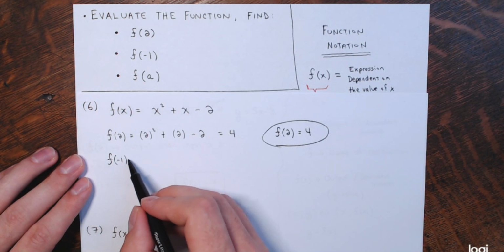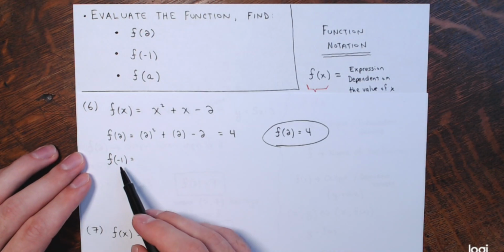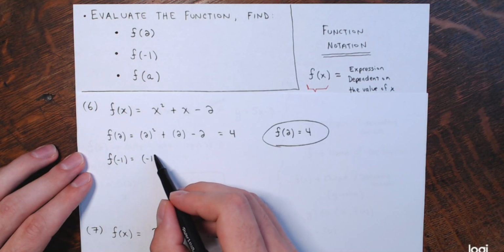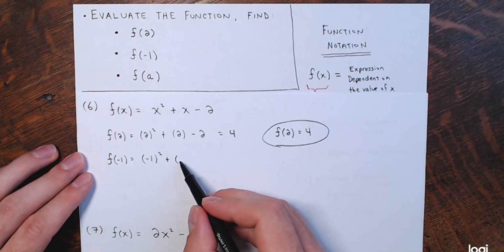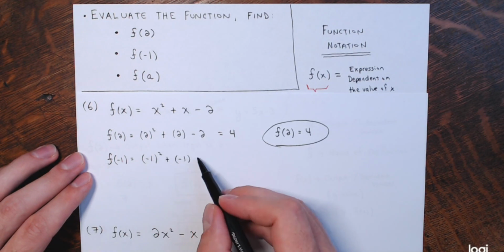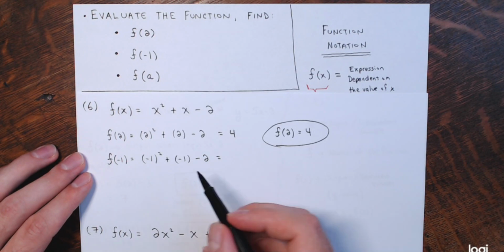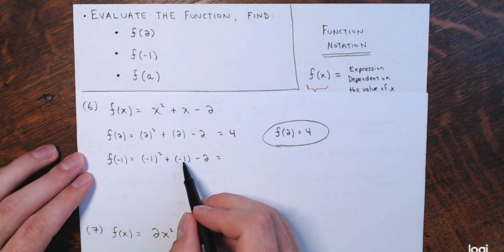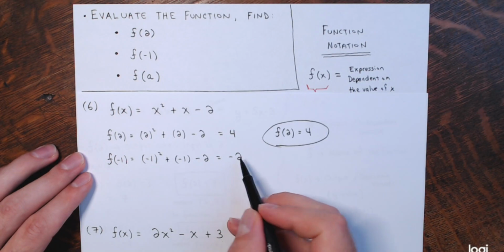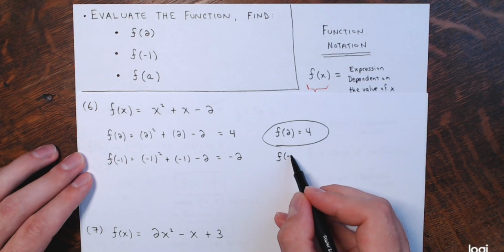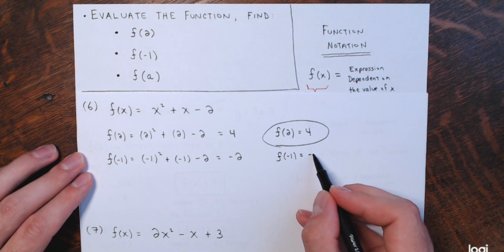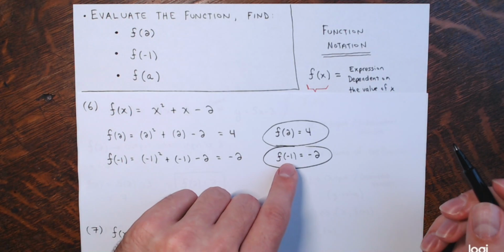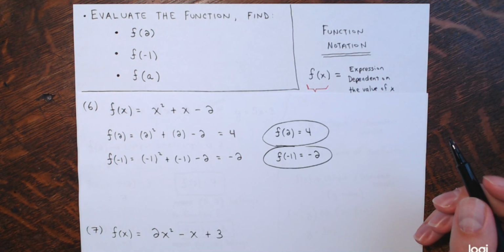All right, then f of negative 1. What's the value? All right, so when the input's negative 1, again, just replace all the input variables, all the x's, with negative 1. So it's negative 1 squared plus negative 1, right, instead of the x, and then minus 2. Negative 1 squared is positive 1, plus negative 1 would be 0, and then minus 2 would be negative 2. So the value of f at negative 1 is negative 2. And the ordered pair negative 1 comma negative 2, right, would belong to the function.